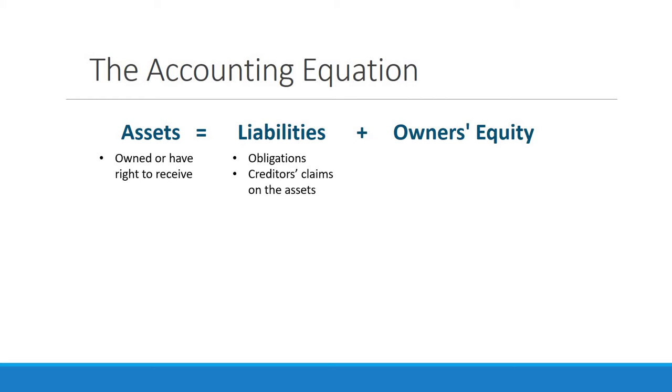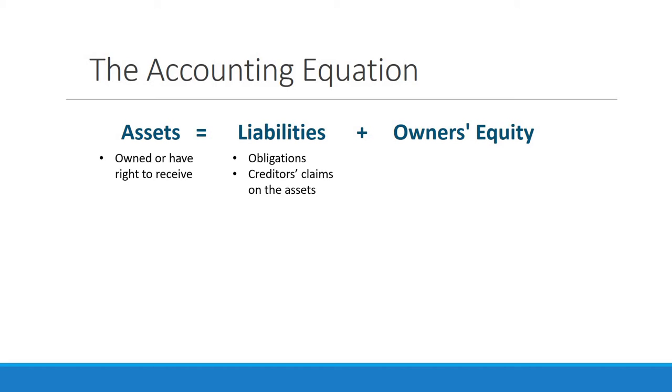So the creditor, in this case, the bank, if the company didn't pay them back for the loan that they took out, would have the right to go and foreclose on the building and sell the building and receive payment that the company owed them. So the creditor would have a claim on the assets, or in other words, the right to go and take the assets to receive payment. So these are the obligations of the company.